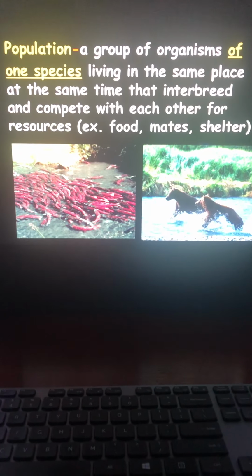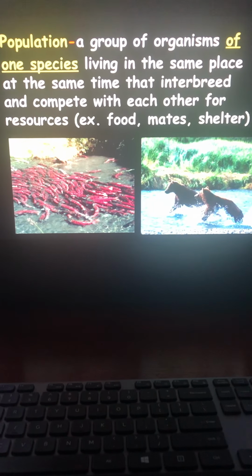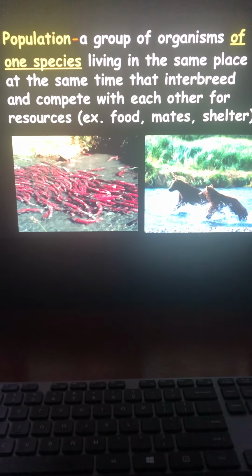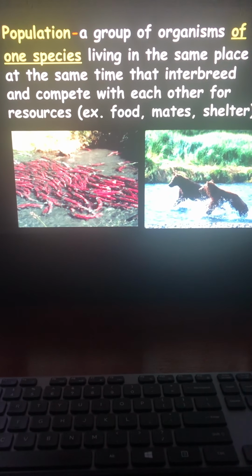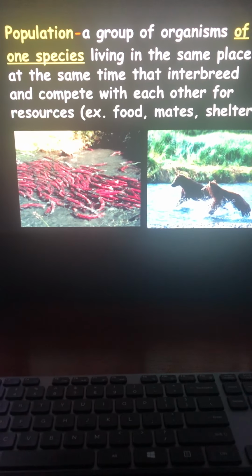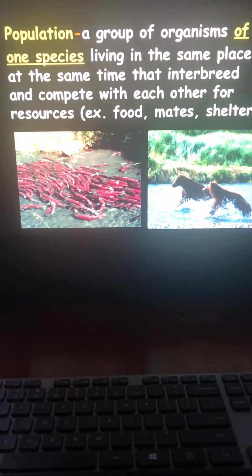So basically, if you have a deer, when that deer reproduces with another deer, you will make more deer, and now you'll have a species of a certain type of deer, and they will live in the same area at the same time, and they are able to interbreed and produce fertile offspring.